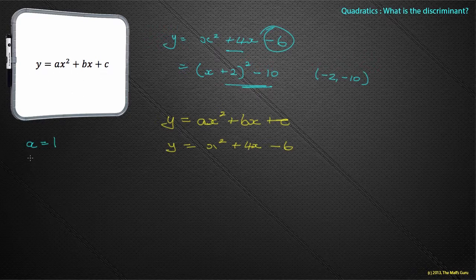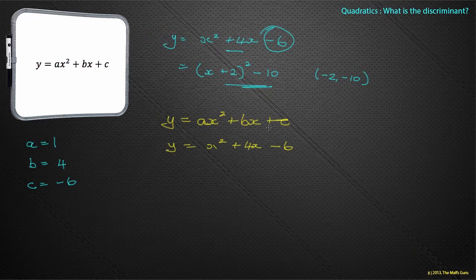What is my value of b? Well, my value of b is actually equal to 4. It's positive 4. That's quite important. And what is my value of c? Well, that highlights the example quite well. It's actually minus 6. So I know, using this formula here, I can find values of a, b, and c by just comparing what's in front of the x squared term, the x, and the constant term.